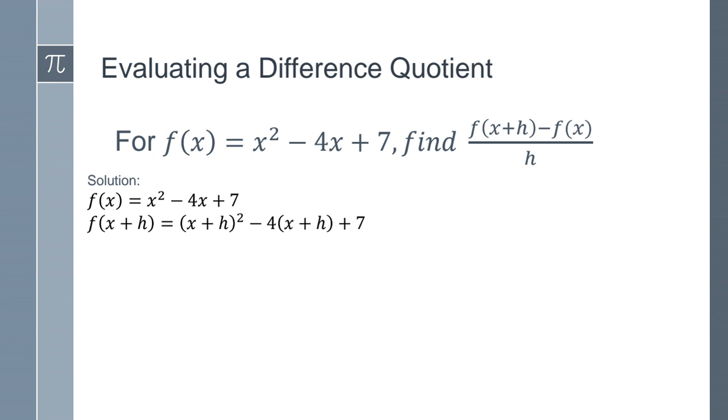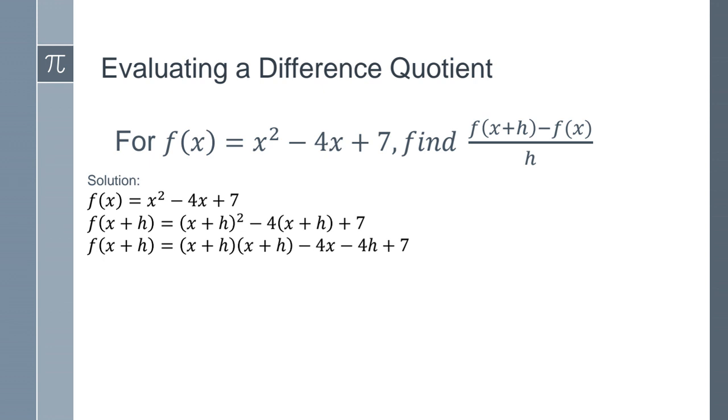All right. Now, this x plus h squared, well, what does that mean? Well, that means I have 2 of these guys. So I have x plus h times x plus h. The negative 4 I distribute into the x plus h. So negative 4 times x is negative 4x. Negative 4 times h is a negative 4h plus 7.